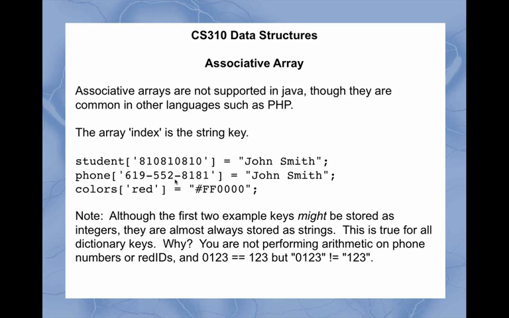Usually, keys which are strings have a fixed number of digits in them. For instance, a phone number has 10 digits. A Red ID has 9 digits. But if you have leading zeros, then if they're stored as integers, they no longer match.